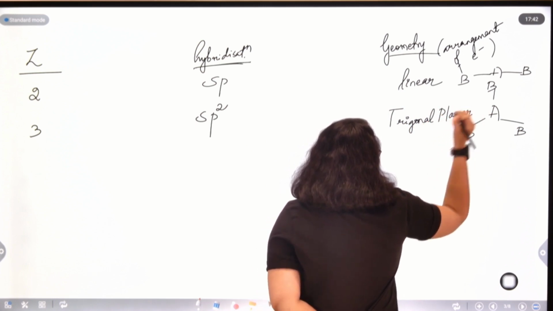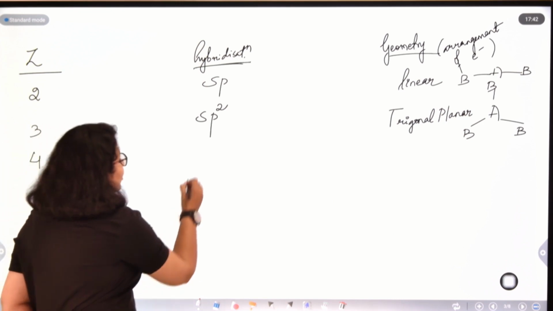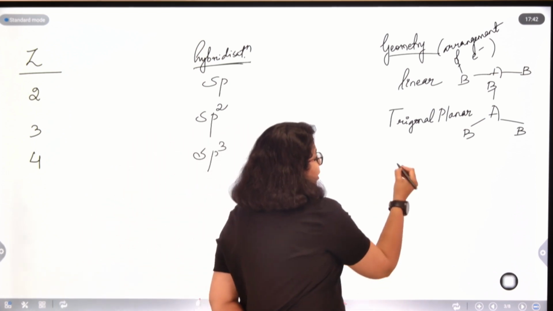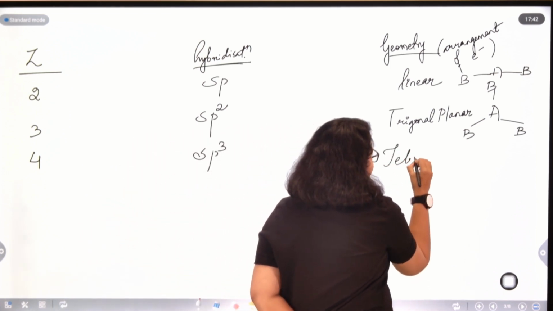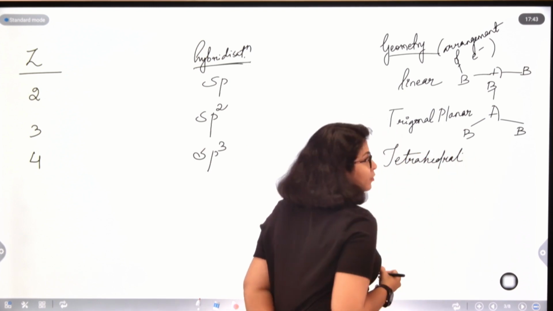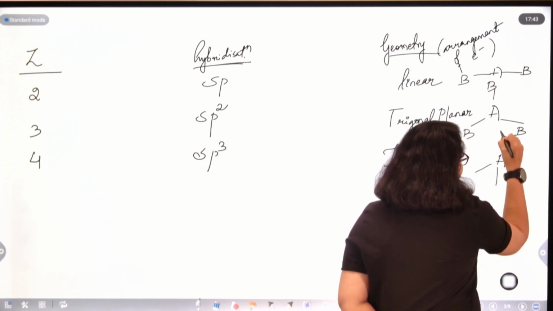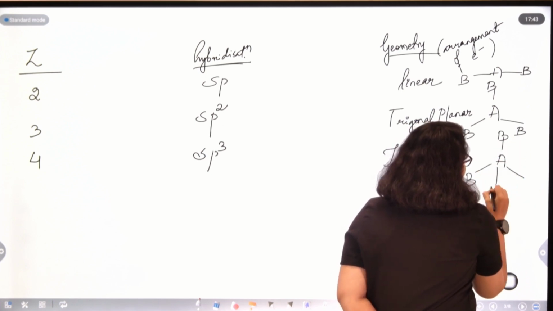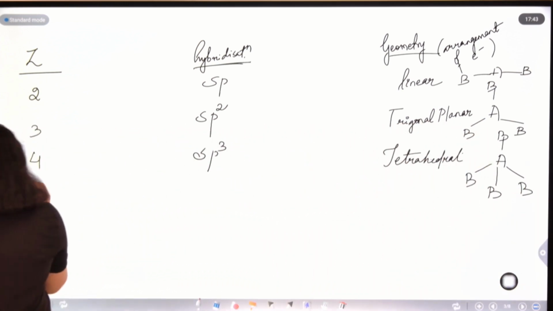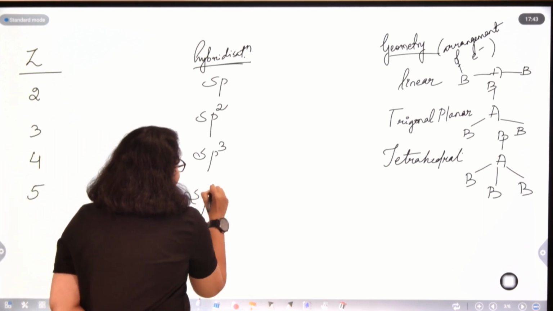If the value of Z is 4, the hybridization comes out to be sp3. The shape or the geometry will be tetrahedral. So four other atoms will be arranged in a regular tetrahedral manner. If the value of Z comes out to be 5, the hybridization will be sp3d.